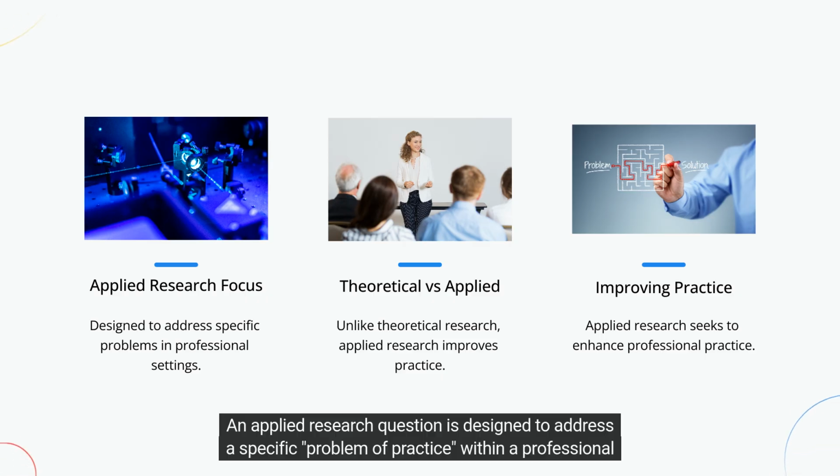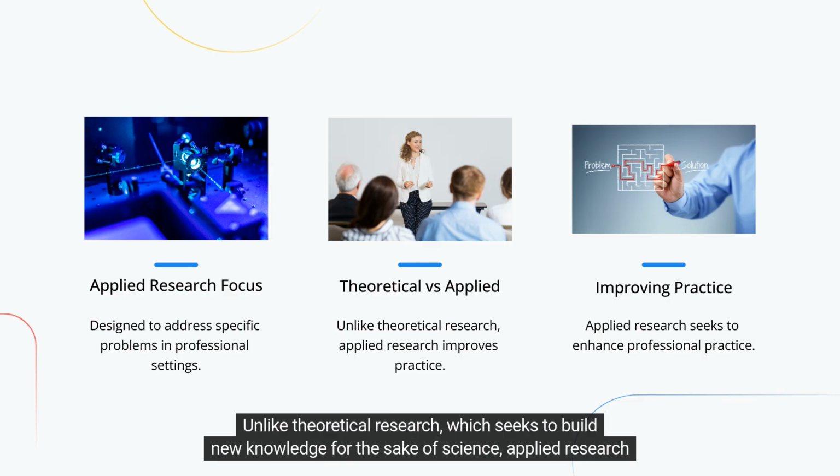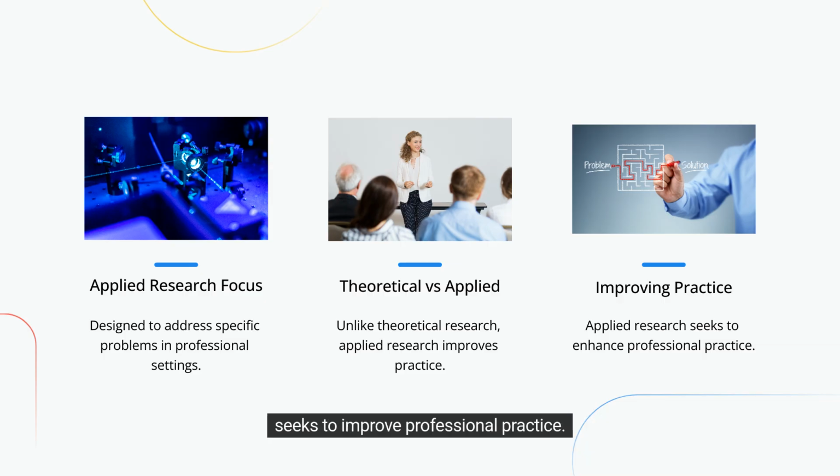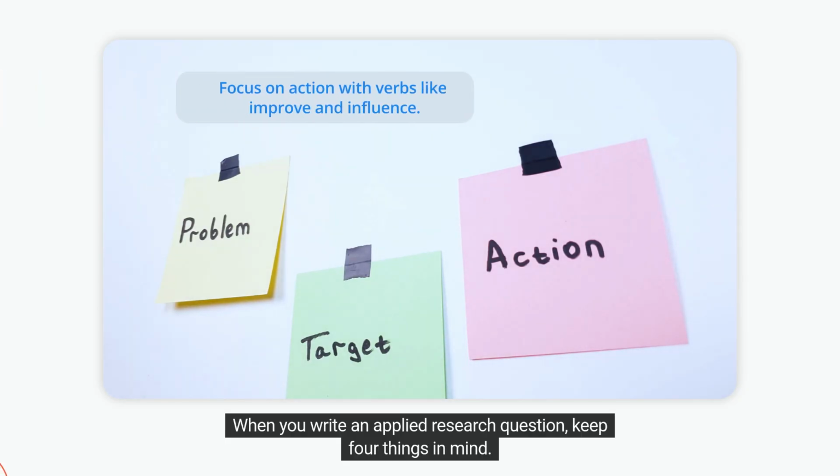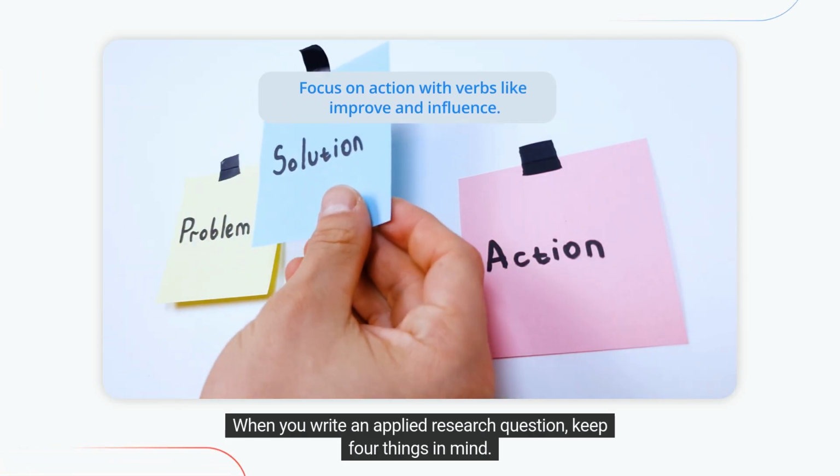An applied research question is designed to address a specific problem of practice within a professional setting. Unlike theoretical research, which seeks to build new knowledge for the sake of science, applied research seeks to improve professional practice. When you write an applied research question, keep 4 things in mind.